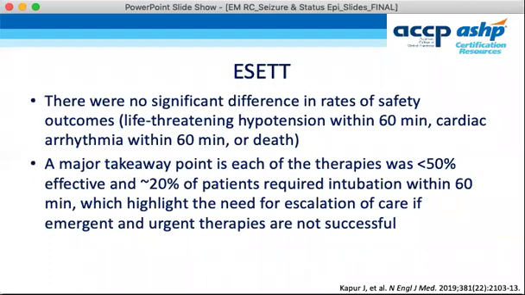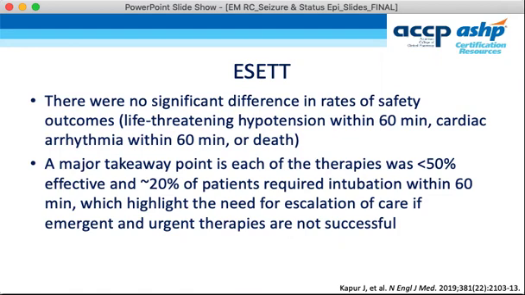So in addition to the primary outcome, there is no significant difference in rates of safety outcomes, whether you're looking at hypotension that can occur, especially with our phenytoin preparation, cardiac arrhythmias, which can also occur with phenytoin, or death. One of the major takeaways, though, of this trial was overall efficacy was less than 50% for each of those agents, and up to 20% of patients required intubation within 60 minutes. This is going to highlight the need for escalation of care.